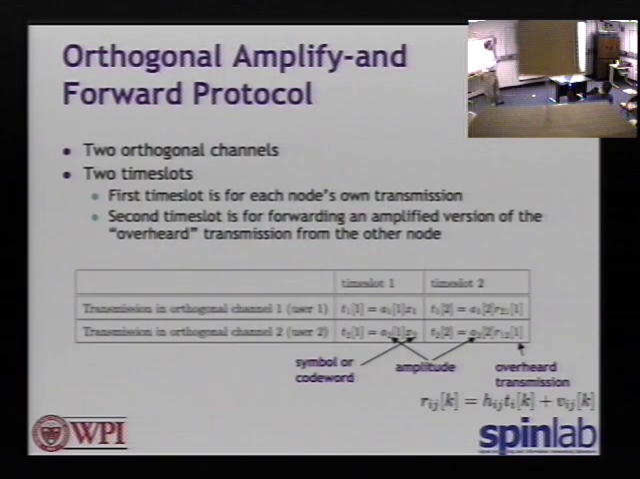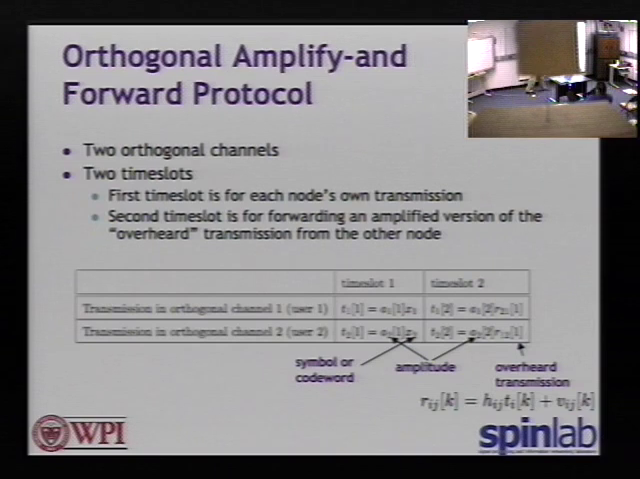And so let me start out by talking about what the protocol is. As far as I know, and someone please correct me if I'm wrong here, this is about the simplest type of cooperation you can do. At least from an implementation perspective, this is the simplest thing you can possibly do for two sources to cooperate in a transmit sense. We're going to have two orthogonal channels, code division, frequency division, doesn't matter, two time slots, and these are also orthogonal channels, but I'm distinguishing time from the other two types of orthogonal channels.